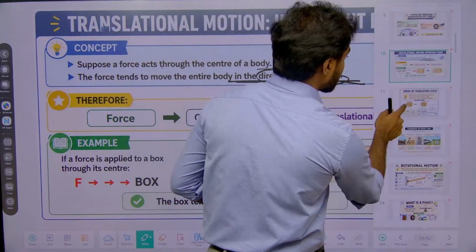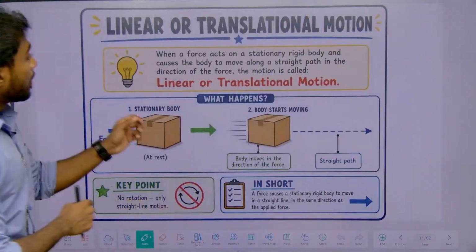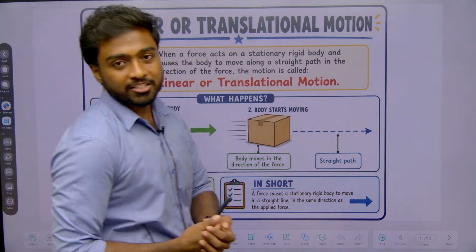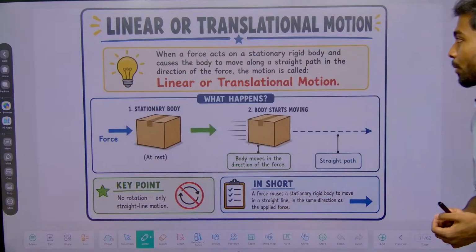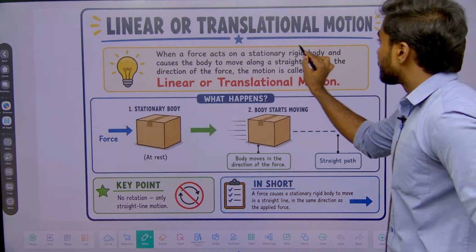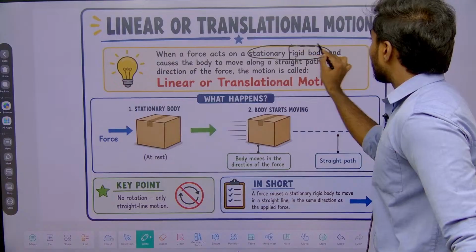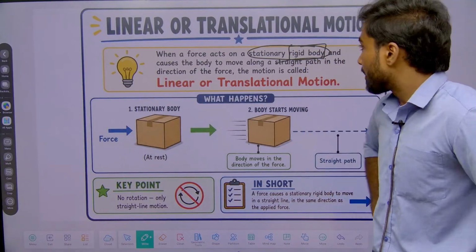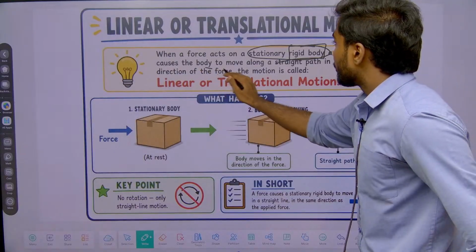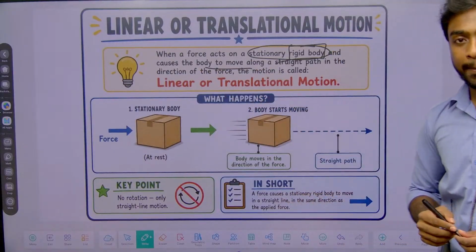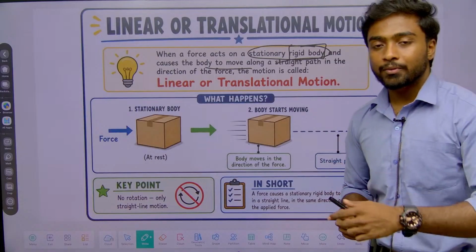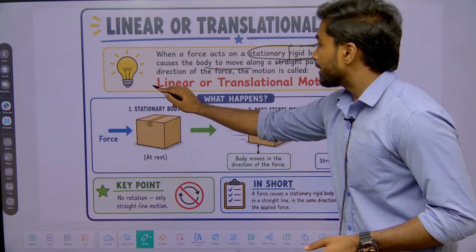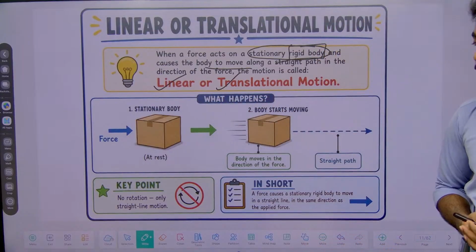So the next one is examples, we'll see how the translational motion takes place. When a force acts on a stationary rigid body, what is the meaning of rigid body? It doesn't change the shape of the body, and the force causes the body to move along a straight path in the direction of the force where we have applied it. That one we will talk about as linear or translational motion.